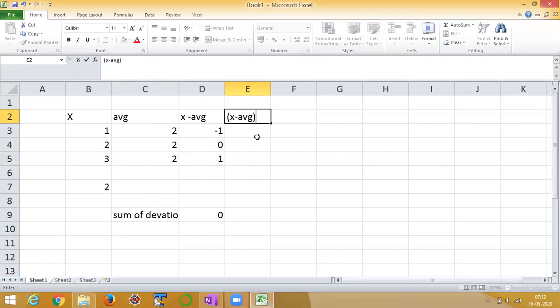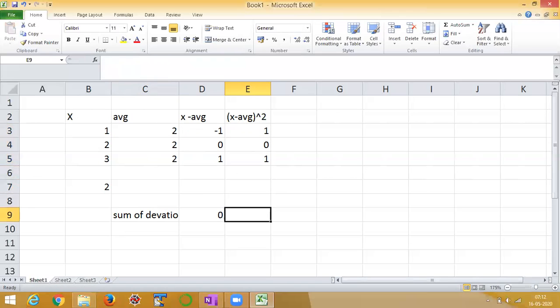Okay, let me write like this. x minus x bar, the average, is what? x bar. Okay, (x minus x bar) whole square. So what happens to the minus 1 now? If I make it square, this one multiplies with the same value, right? So minus 1 becomes plus 1, and the remaining values also become positive.